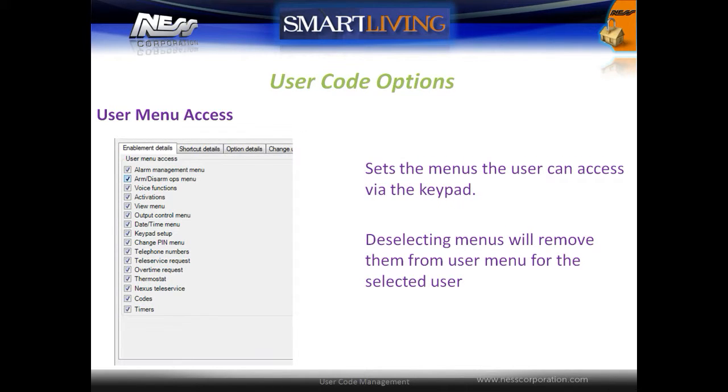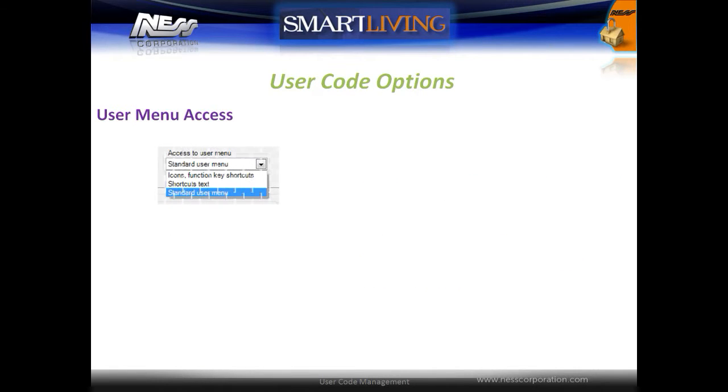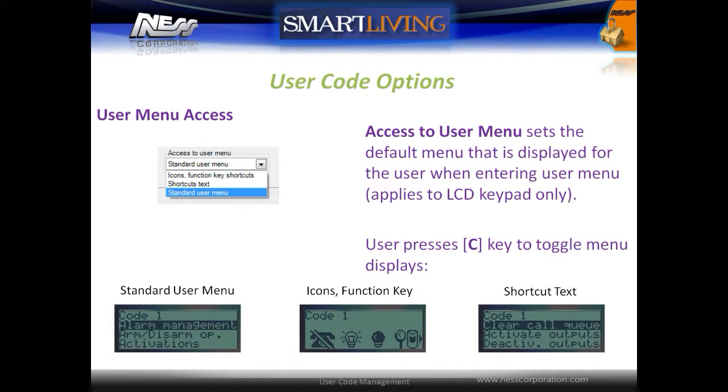The Enablement Details tab sets the menus the user will be able to access with their user code. Deselecting menus will remove them from the user menu for the selected user. The Access to User menu option sets the default menu that is displayed for a user when they enter their code. This applies to LCD keypads only. When in the user menu, the user can press the C button to toggle between menu displays.